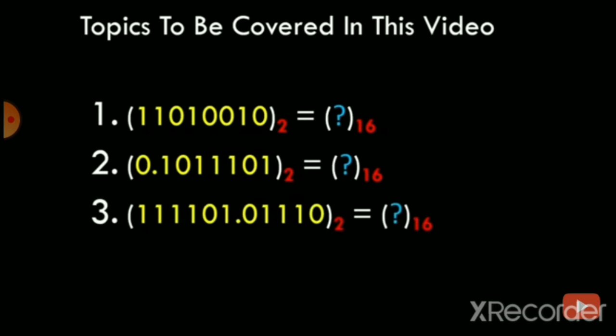As you can see on the screen, we have three different types of binary numbers. The first one is a plain integer binary number. The second one is a fractional binary number. And the third one is a combination of both. Before we start the conversion process, let's see the conversion table between binary and hexadecimal numbers.